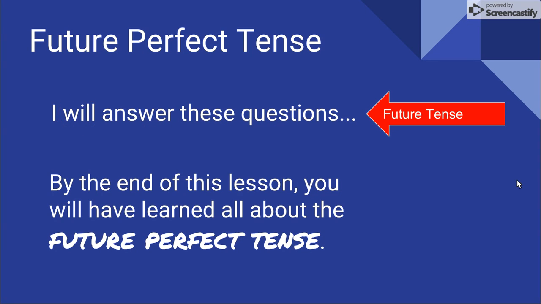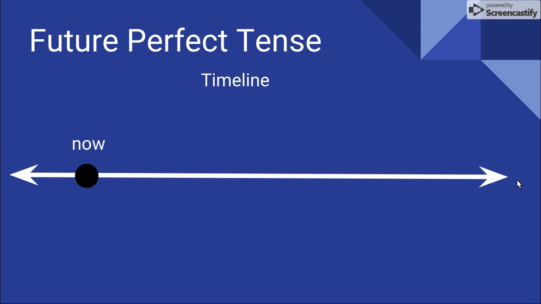But this is a lesson about future perfect tense, so let's get to that example. I used the future perfect tense when I said, by the end of this lesson, you will have learned all about the future perfect tense. Let's pull up that timeline again. Okay, so here we are, right now. And I said that by the end of this lesson, you will have learned something. So I'm looking into the future at a specific point in time. To be precise, I'm looking into the future at the time that this lesson is finished. That is represented by this point.